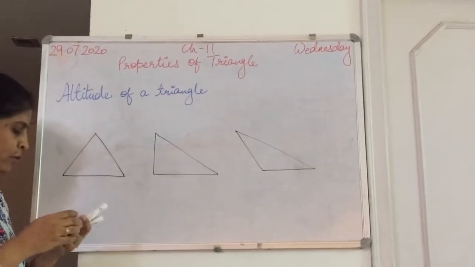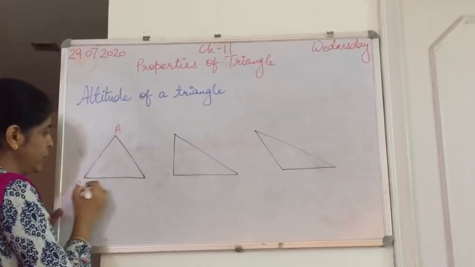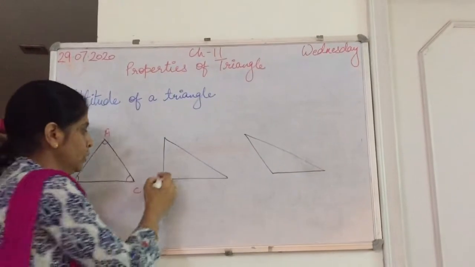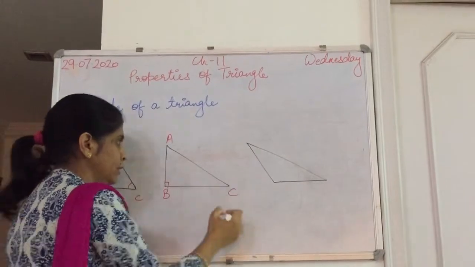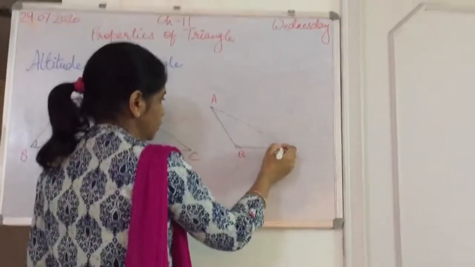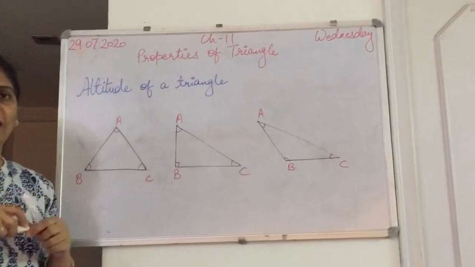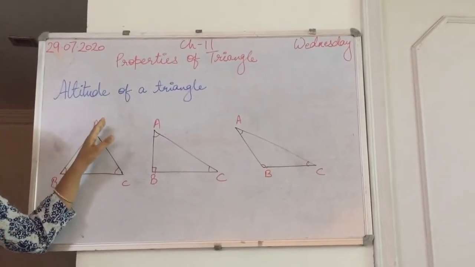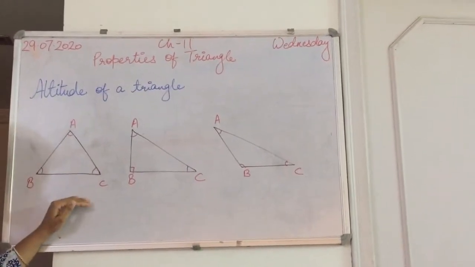But here we talk about the acute angle triangle first, A, B, C. Here this is the right angle triangle, A, B, C. This is the obtuse angle triangle. Okay. Now altitude says if we draw a perpendicular from one vertex to the opposite side.